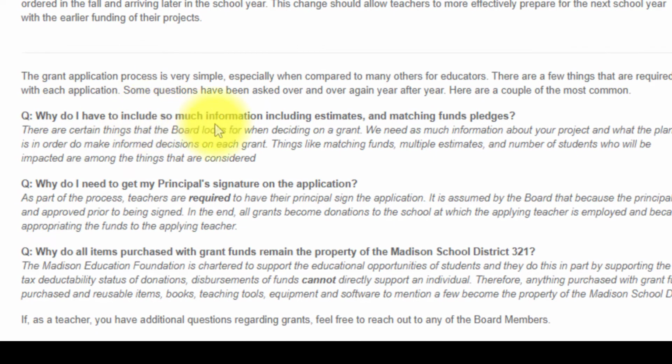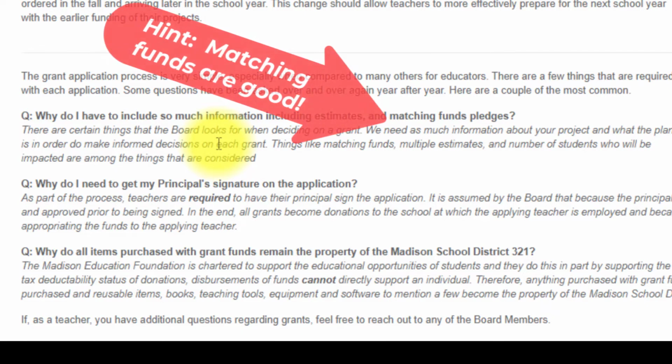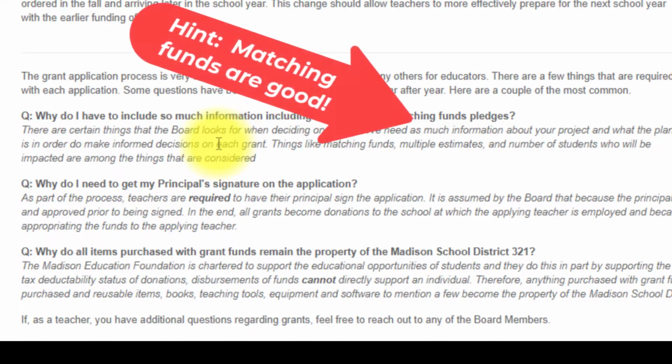Why do I have to include so much information regarding estimates and matching funds, pledges, these kinds of things? Things like matching funds, multiple estimates, and numbers of students who will be impacted are among the things that are considered first. Let me get you a little hint. Anytime you can get matching funds, either from the school or from the PTO or someone, and they see matching funds, they usually go ding, and you're more likely to get it approved that way.